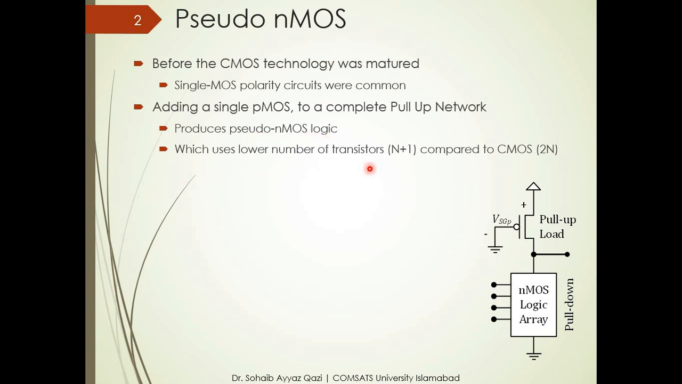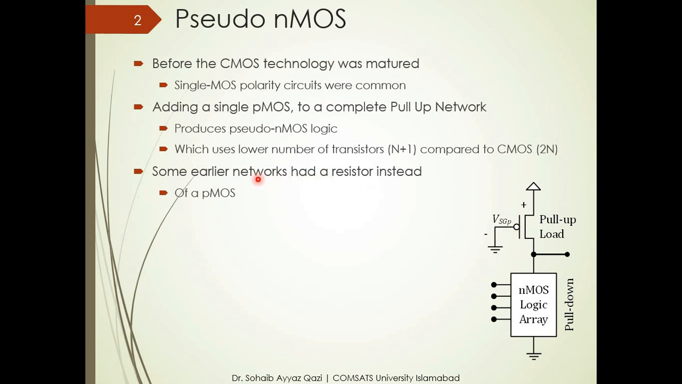This logic uses a lower number of transistors. If you compare it with the original diagrams where we studied the pull-up and pull-down networks, in those techniques 2n CMOS transistors were used, but now we have only n plus 1 transistors. You have n transistors here and 1 transistor for our PMOS. So the total number of transistors is reduced significantly.